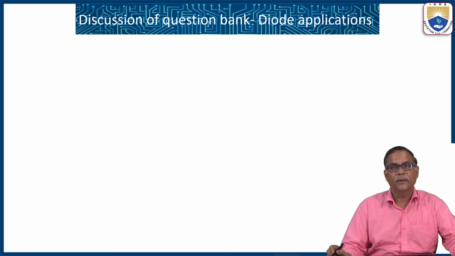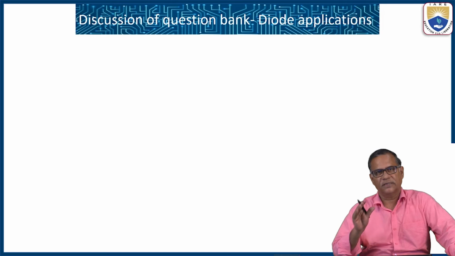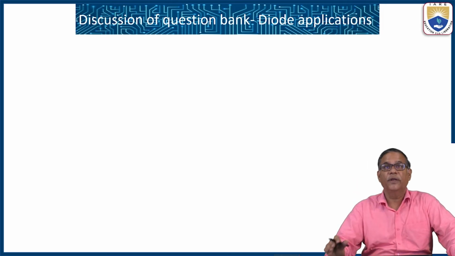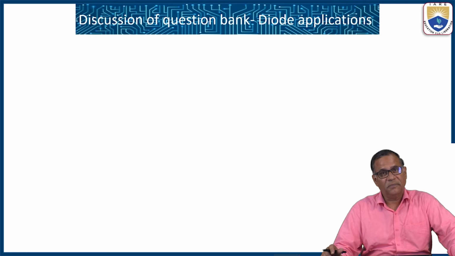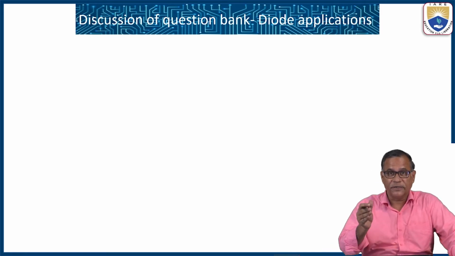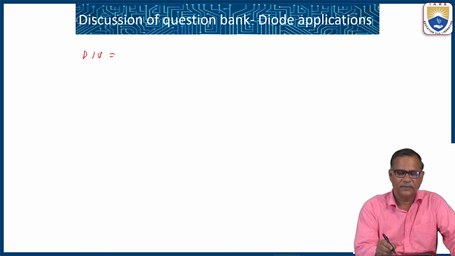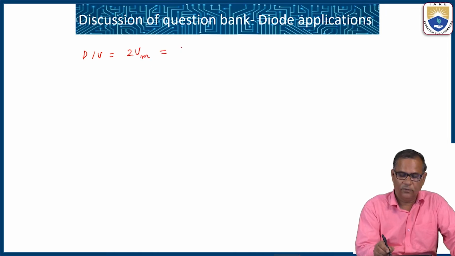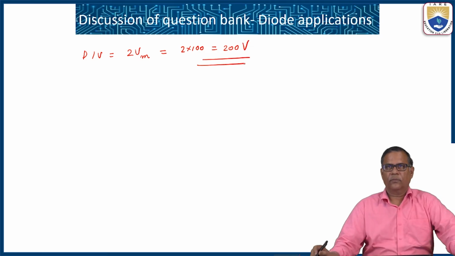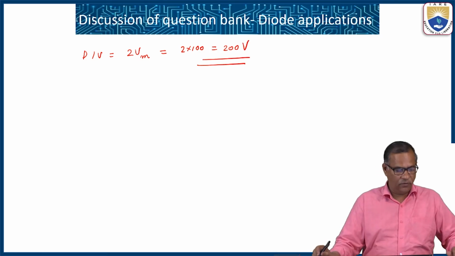Now let us calculate the peak inverse voltage. Peak inverse voltage is the maximum voltage which appears across the diode during operation. So when maximum voltage appears across the diode during operation, when the diode is in reverse bias. So PIV of full wave rectifier is given as 2 Vm. So that is equal to 2 into 100. So in this case it is 200 volts.